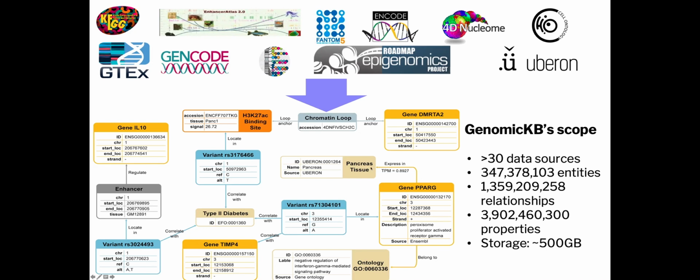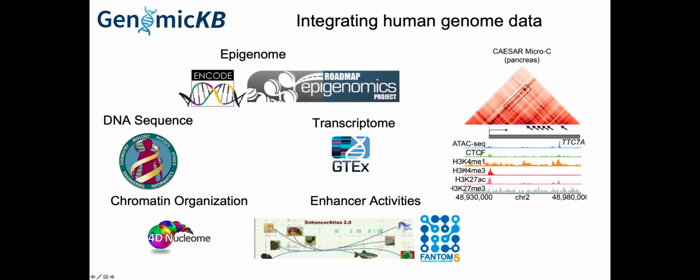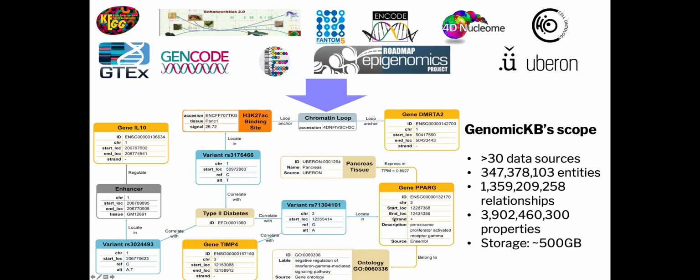So this is really to convert knowledge in this genomic browser into a knowledge base, into a knowledge graph. So we have 300 million entities, 1.36 billion relations, and almost 4 billion properties. That took about 500 gigabytes of space with the Neo4j implementation. So this is really converting data into nodes and edges to represent the knowledge.